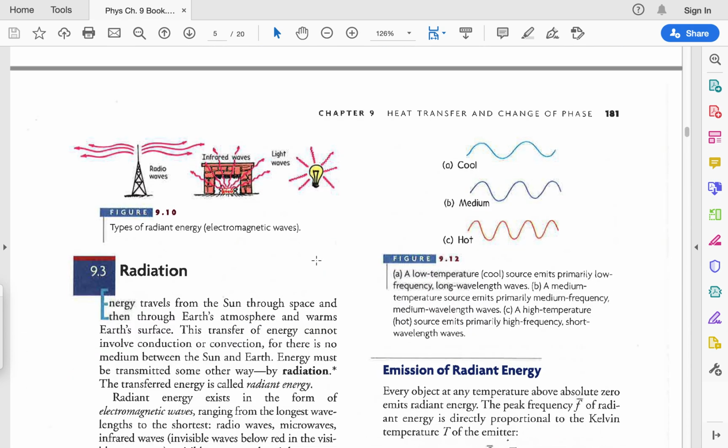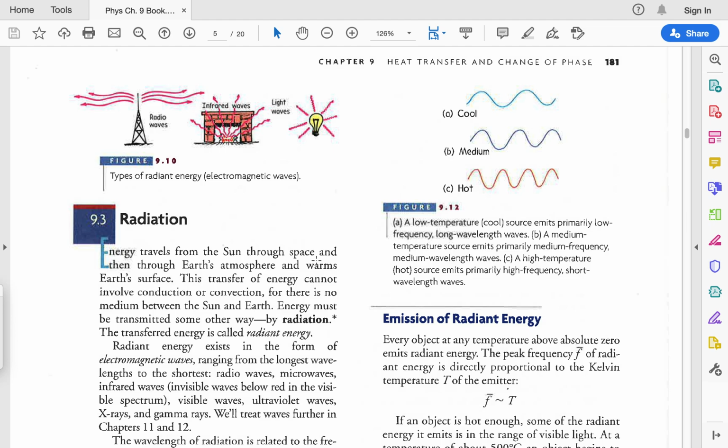And then moving on to radiation. Radiation is the transfer of energy that cannot involve conduction or convection. Why? Because you can't heat up all of the particles in the Earth's atmosphere, and the energy is traveling from the sun through space. There's nothing in space.